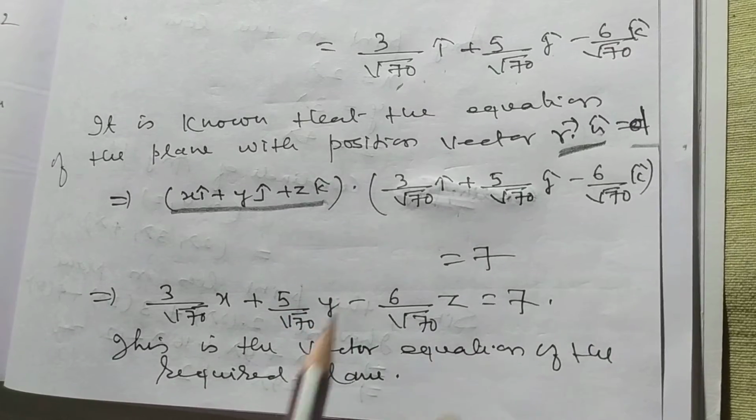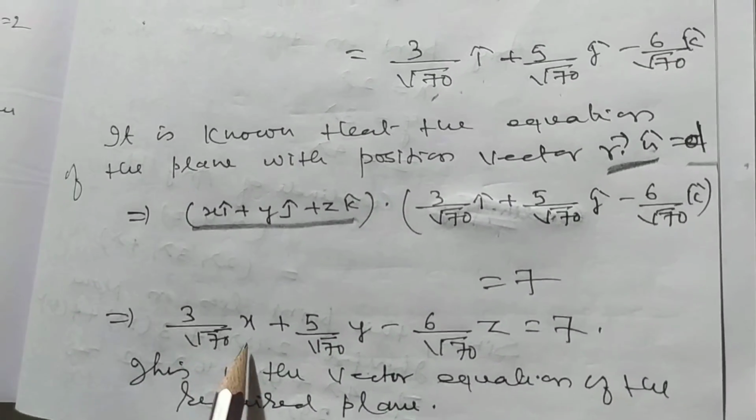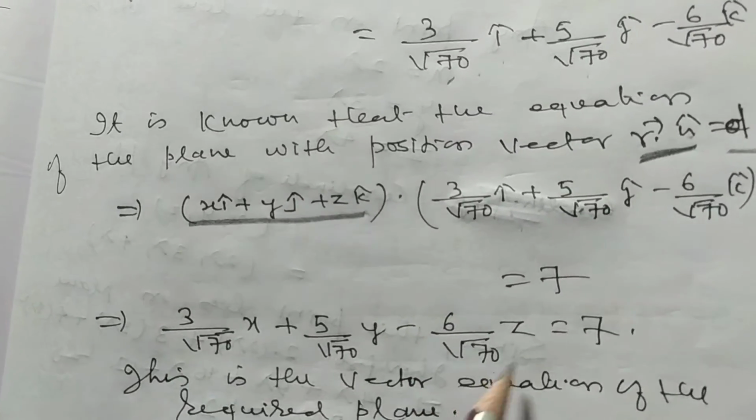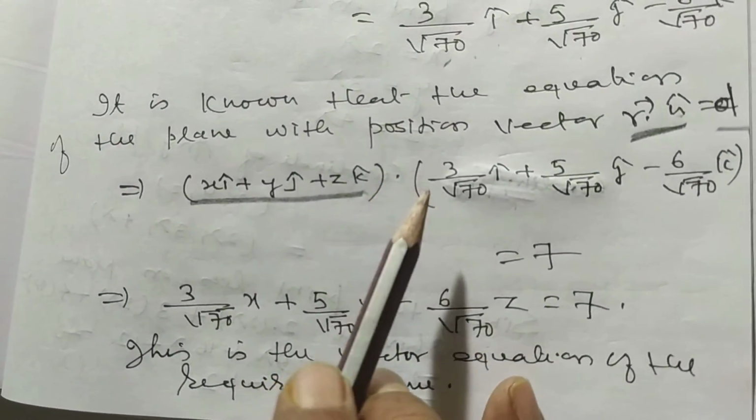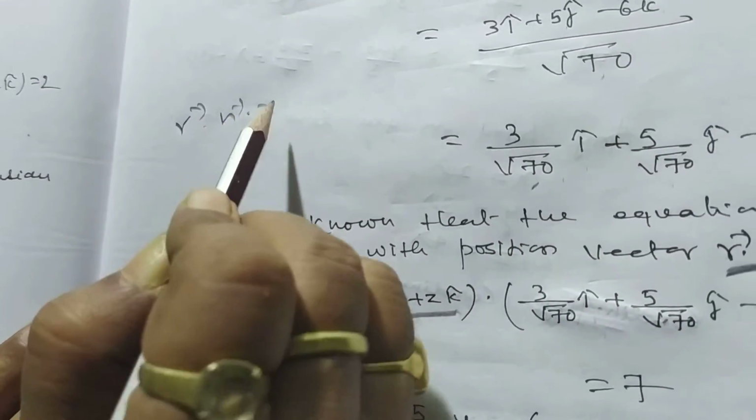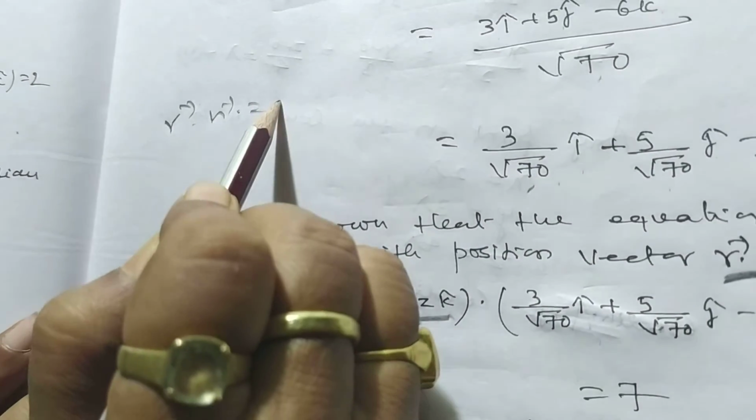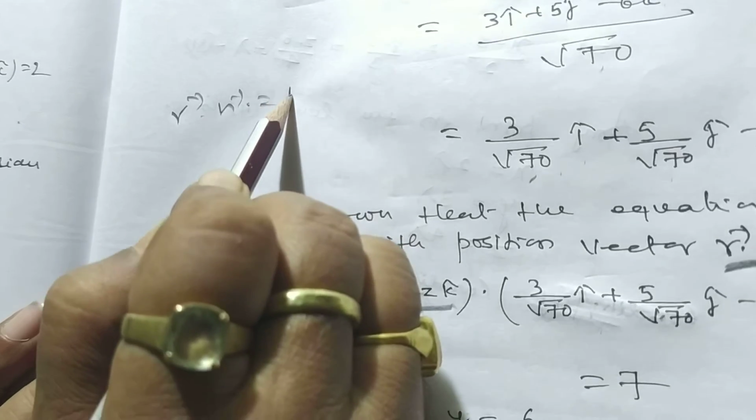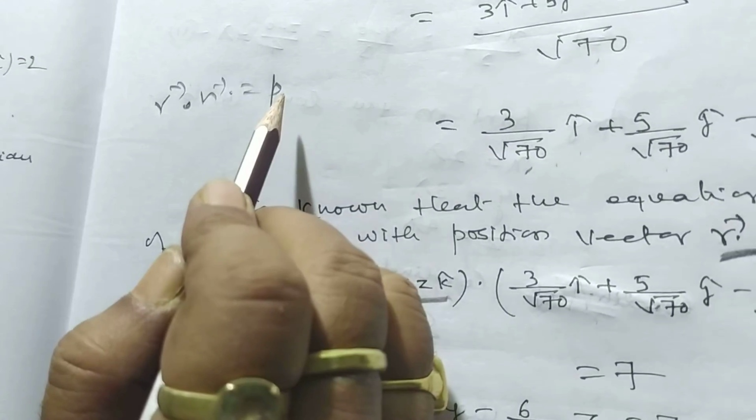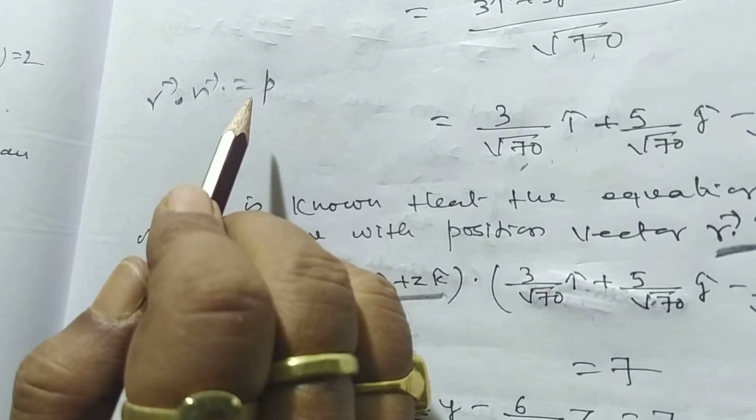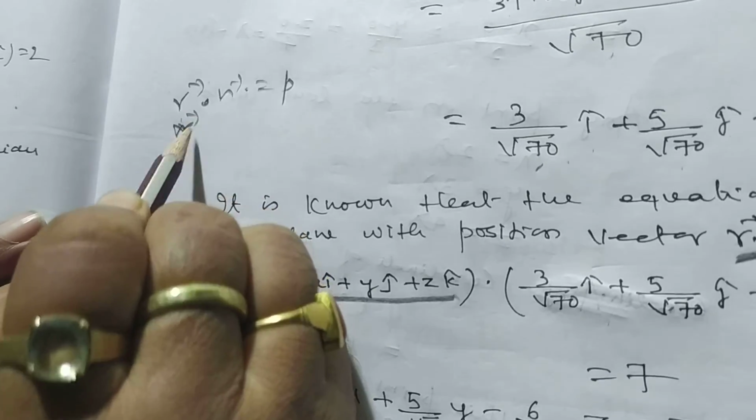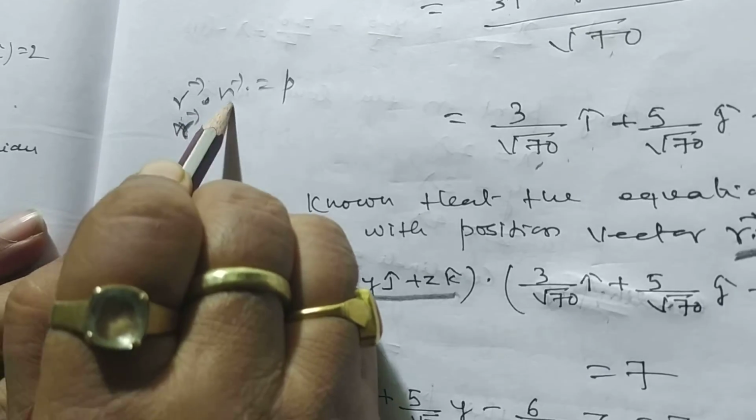In normal form, 3 by root 70 x plus 5 by root 70 y minus 6 by root 70 z is equal to 7. When we have vector r dot vector n is equal to p, and we convert it into normal form, then we use vector r dot the unit vector of n.